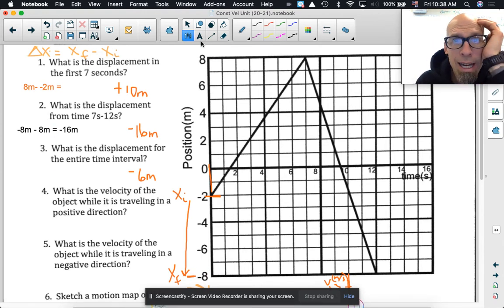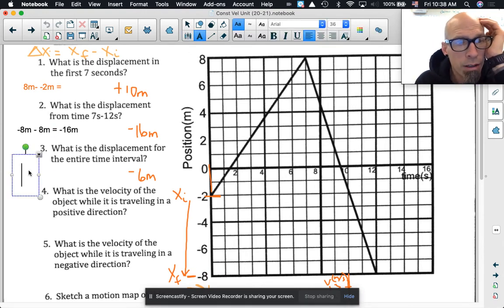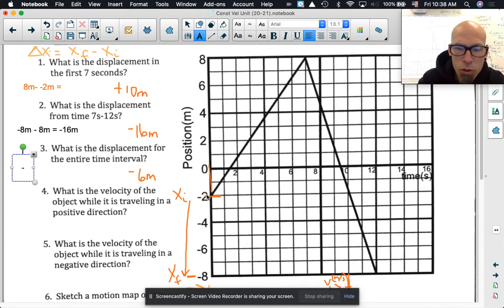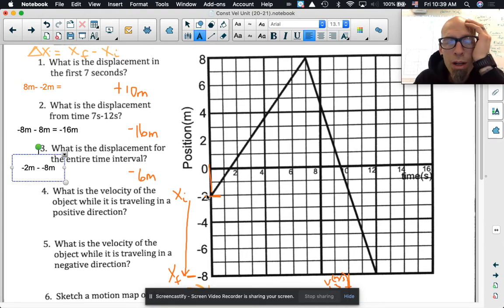And if we look again at our little deal here, where did we start? We started at a -2 meter position. Where did we end? At -8 meters. What is a -8 minus a -2?